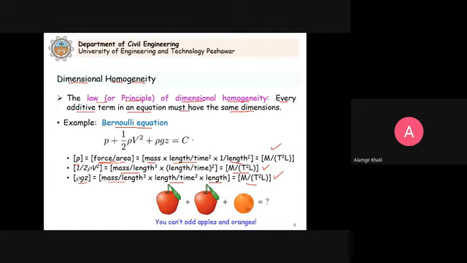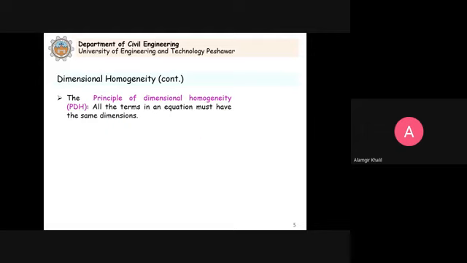If we have a non-dimensionally homogeneous equation, then what is the problem? Let us first discuss this. The principle of dimensional homogeneity, this is PDH, says that all the terms in an equation must have the same dimensions. This is desirable. We like the equations that are dimensionally homogeneous.